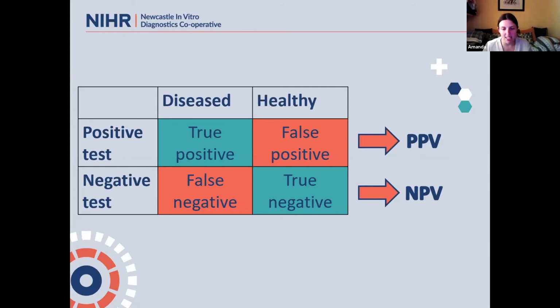And these really help us to understand the real life performance of tests, but they are critically dependent on something that we call prevalence. And prevalence is the number of people in a population which have the disease at a particular time point. And I'll try and describe what this means for our tests in the next slides.